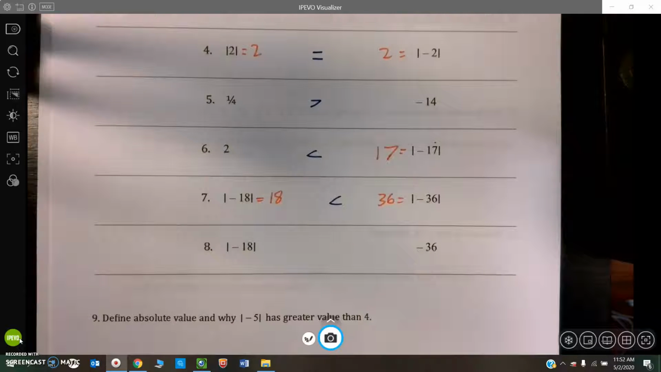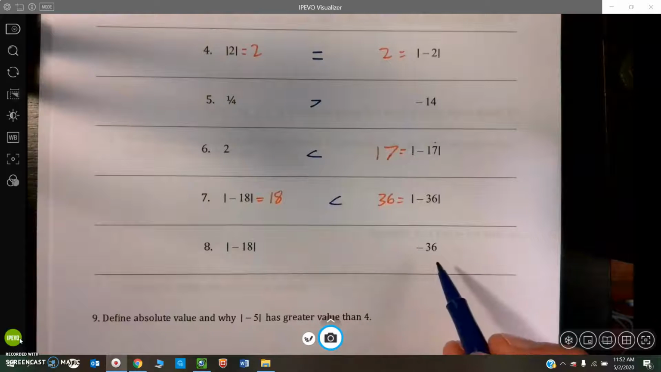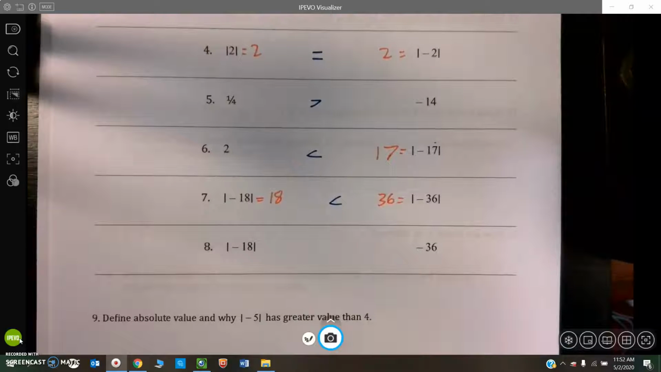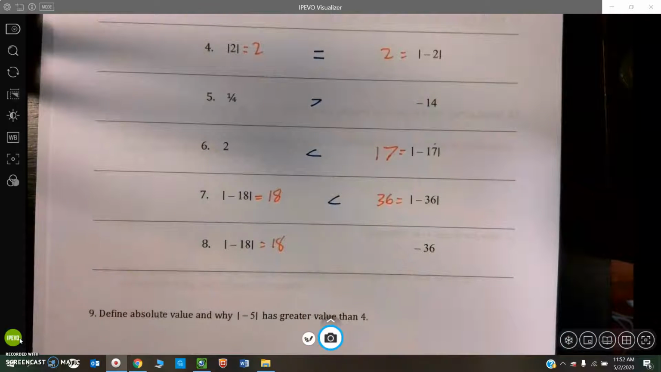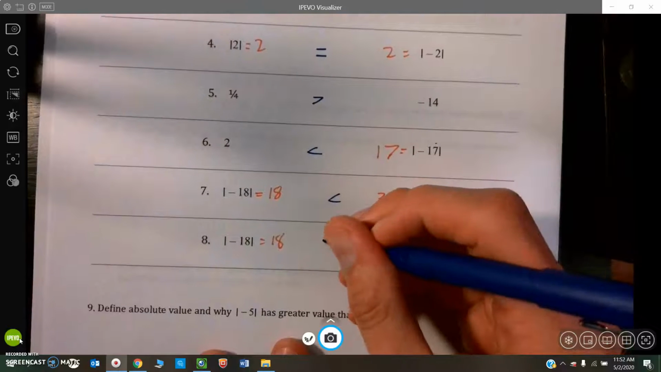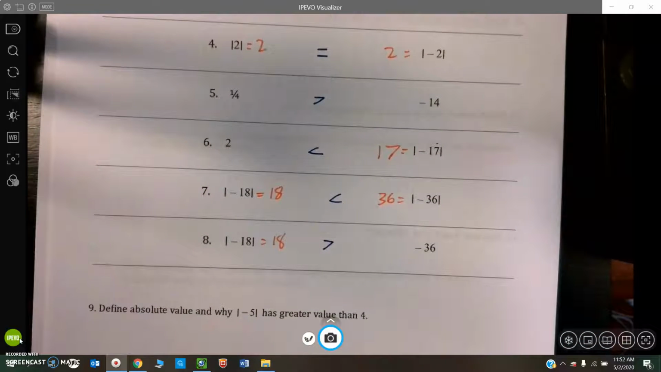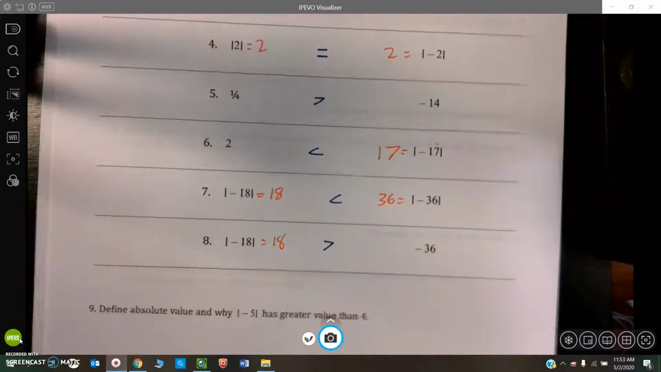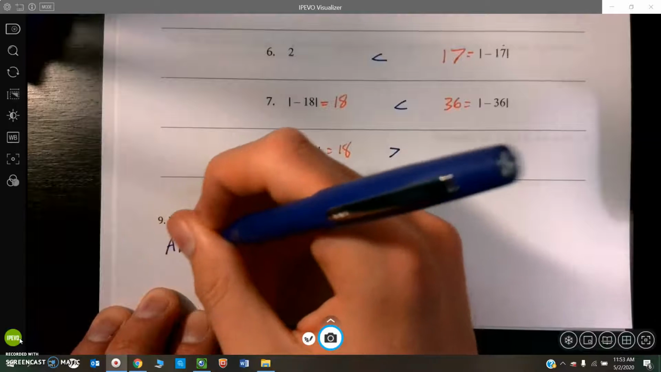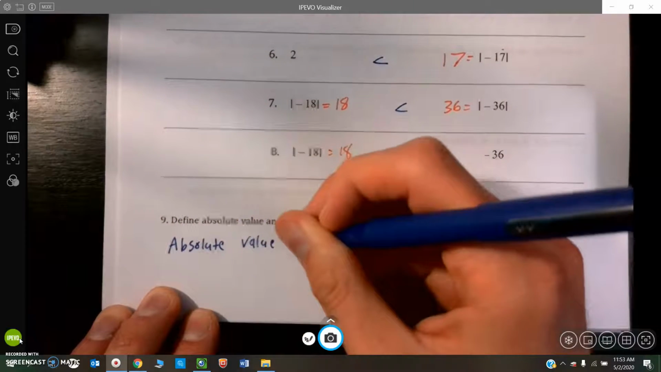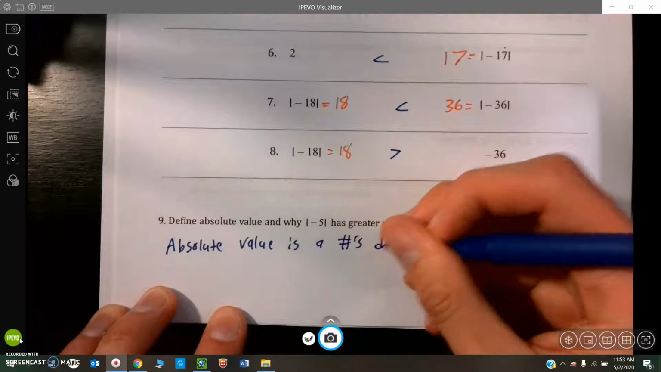And for number 8, absolute value of negative 18 and the absolute value of negative 36. Sorry, not the absolute value of negative 36. This is just plain old negative 36. So I have to convert this into 18. So once again, 18 units to the left. And the absolute value of negative 18 is larger than just negative 36. Once you start saying absolute value a whole bunch, it's easy for it to just keep coming out. All right, so define absolute value and why the absolute value of negative 5 has greater value than 4. So absolute value is a number's distance from 0.